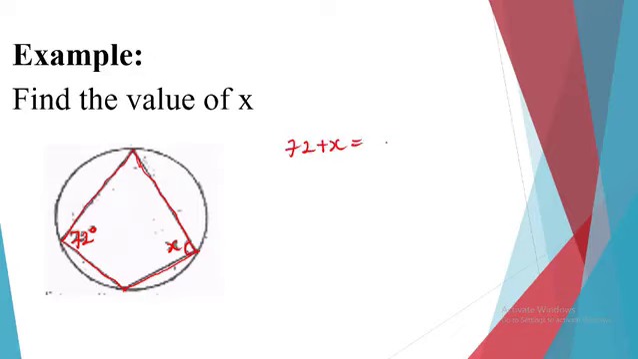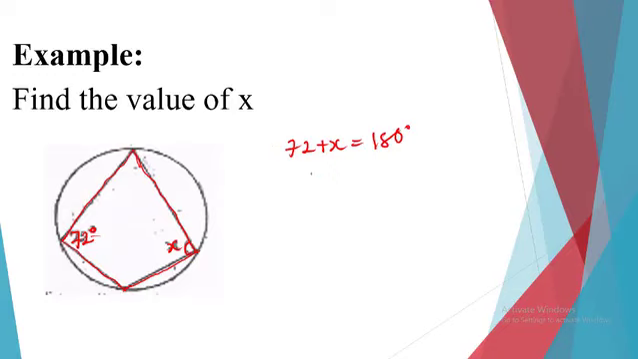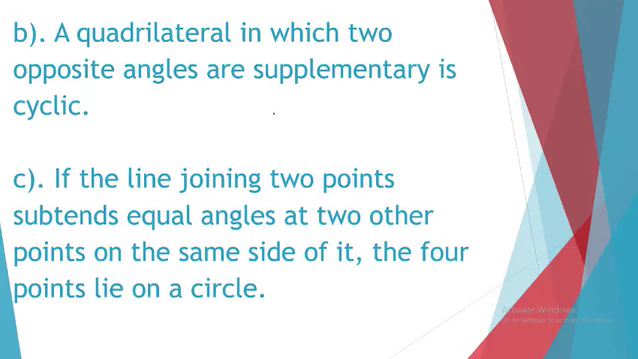plus x is equal to what? 180 degrees. This and this, they are opposite segment angles. Then looking at this, x is equal to 180 minus 72, and then 180 minus 72 will give us 108, and that's the value of x. So x is equal to 108 degrees, and that's the value of x here because both of them sum up to 180. Okay, let us look at the B part of this first theorem.